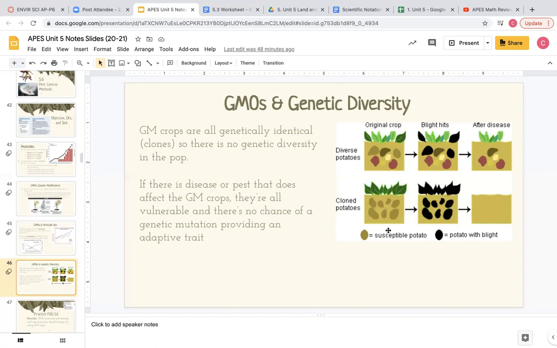Now, if we have our cloned genetically modified potatoes, which are good because they are resistant to diseases that we know of, but if some kind of new disease or a certain type of blight that does affect these potatoes comes, then it wipes everything out because they're all genetically identical. None of them have a certain mutation or trait to allow them to survive it because they're all genetically identical. So then the farmer is left with nothing.